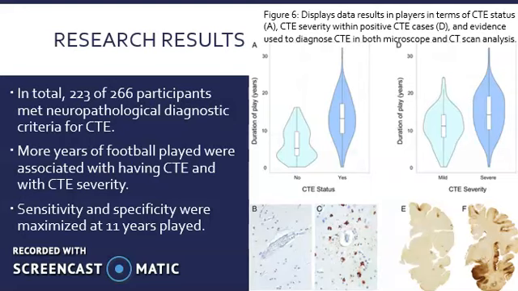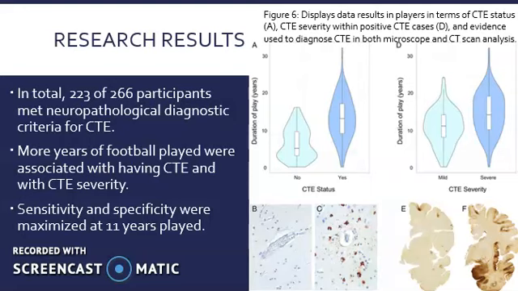More years of football played were determined to be associated with having CTE and with less CTE severity, and sensitivity and specificity were found to be maximized at 11 years of traumatic brain experiences, meaning playing football in this case, or military service for that matter.